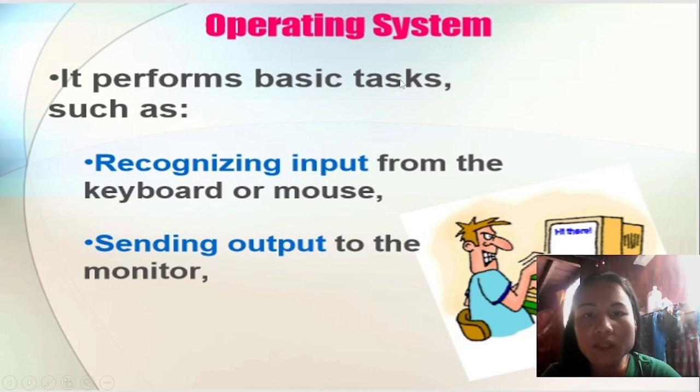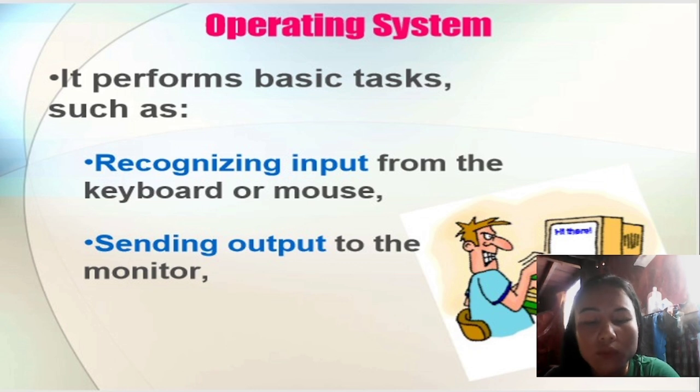It performs basic tasks such as recognizing input from the keyboard or mouse and sending output to the monitor. So this example is recognizing input. The OS receives input from the keyboard and mouse. When you type or click the mouse, the OS interprets your actions and translates them into commands the computer understands. In the image, the person is using the keyboard and probably a mouse to interact with the computer.